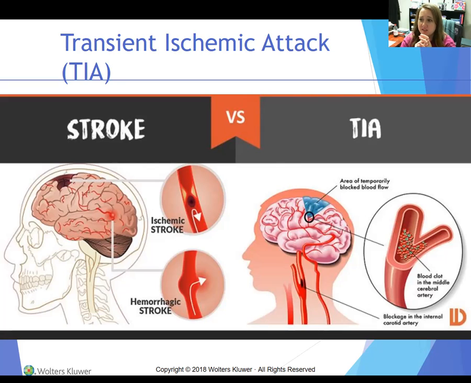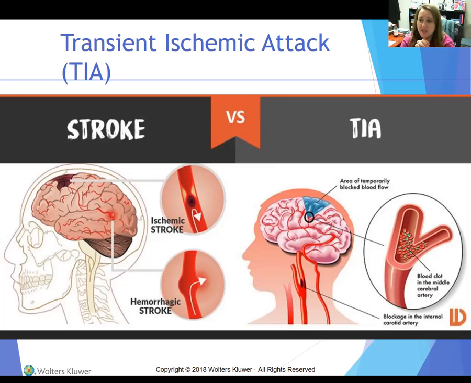So what's the difference? It's not a full-blown stroke yet, but they're going to have signs and symptoms of a stroke, and these can last for a few minutes to hours, but then resolve. This is usually a warning sign of an impending stroke, and so we're going to do a diagnostic workup to find and see if we can prevent a stroke from occurring.